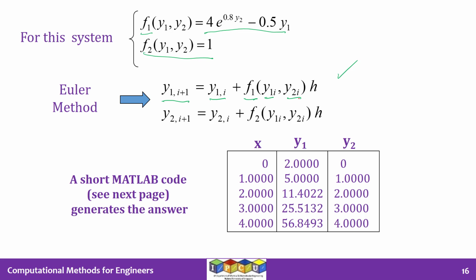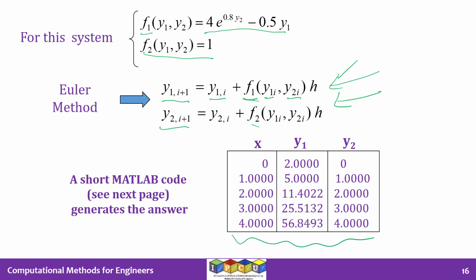Because the values of y at stage i are used to determine the value of y at stage i plus 1. So it's exactly the same Euler form, but now instead of one element, we have two elements in our system, y1 and y2. So we write an expression for y1 in terms of f1 and an expression for y2 in terms of f2. Same Euler scheme that we learned earlier. So these are the equations, and you can write a MATLAB code, which we'll demonstrate in the next slide, to generate this particular answer.